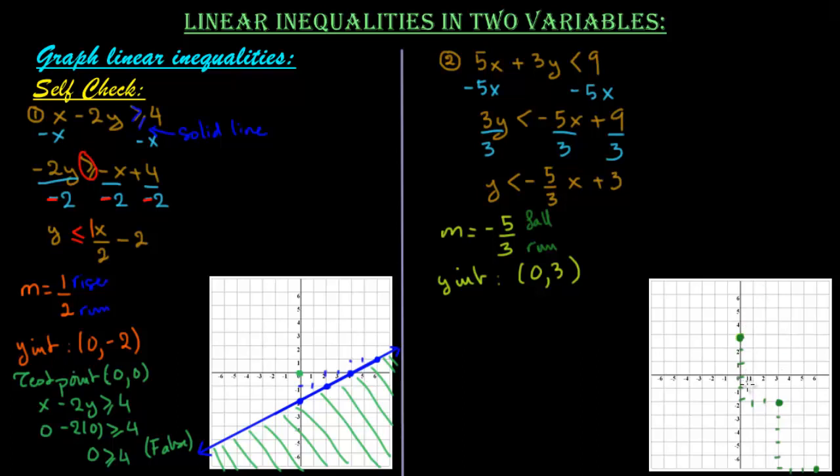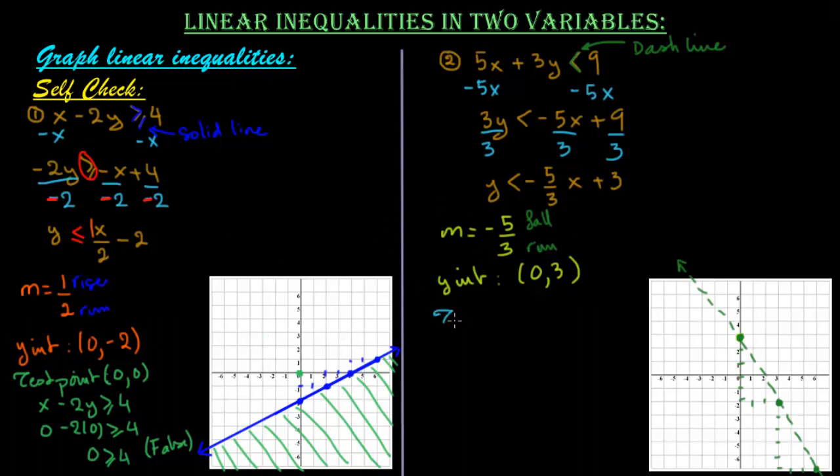And question again: should we use a solid line or a dashed line? As we see, we just have less than without an equal sign. There's no equal sign, which means it does not include the points on the line. So we have to use a dashed line, or some teachers will say a dotted line. So we use a dashed line for this one.